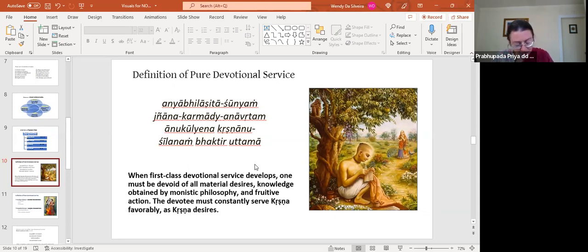All right. So then, anyabhilashita-shunyam, jnana-karmady-anavritam. So we talked about jnana, we talked about karma, and then there's adi. So adi in Sanskrit means something like etc., like karma, jnana, and so on. Those other things that might cover bhakti. We're talking about things that cover bhakti. So what else can cover bhakti? Also vairagya, renunciation, can cover bhakti if it's not yukta vairagya.